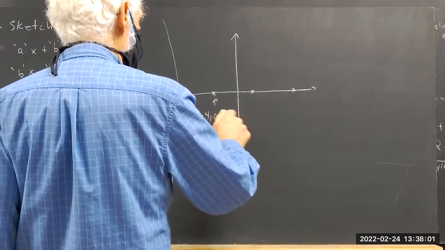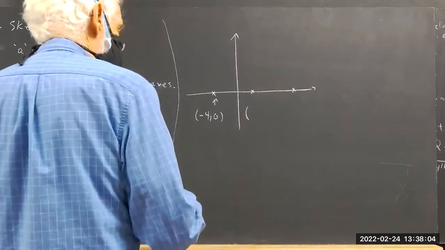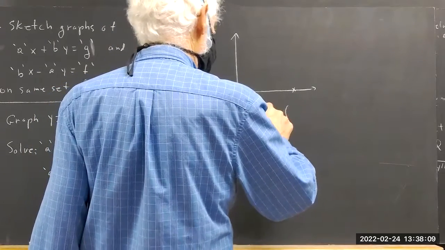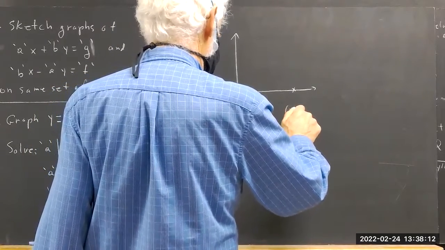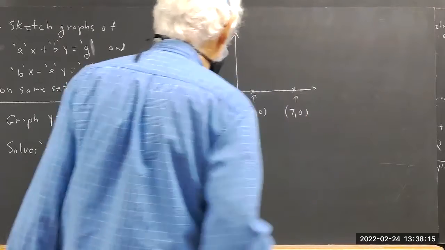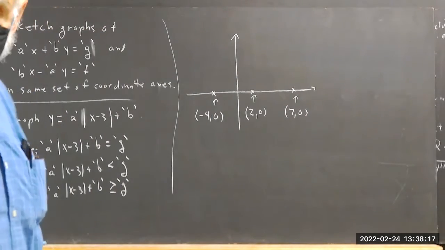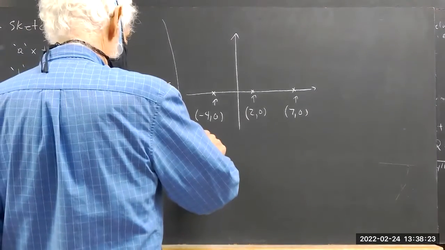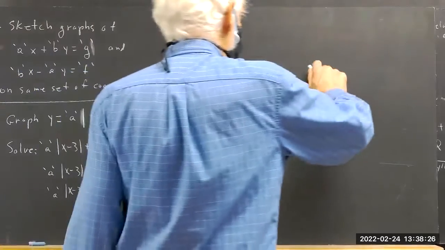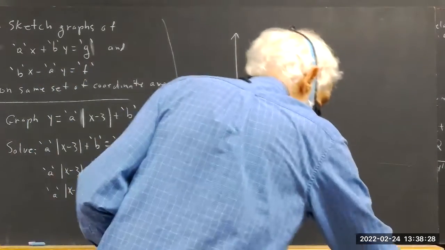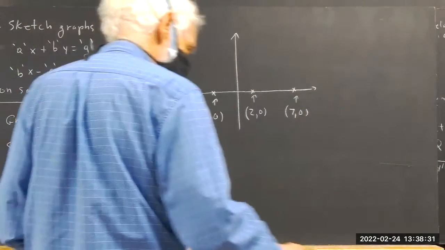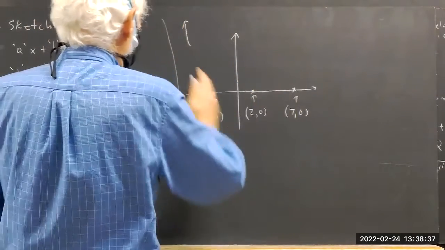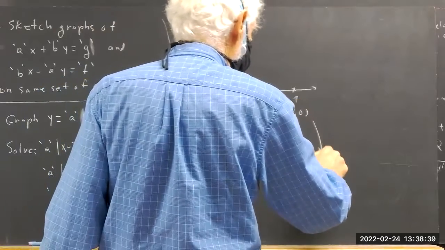So let's just say this is -4, 0. And this is 2, 0. And this is, let's say, 7. So that's not quite scaled, but it's okay. And let's say we know that it's down over here. So let's actually reverse this because let's say it's down here. So if we go to the left, it goes up like here, and then it goes down here.